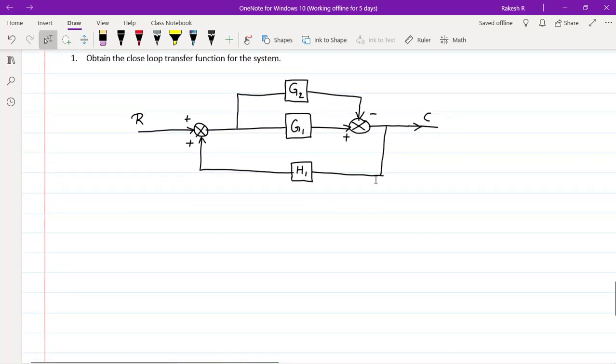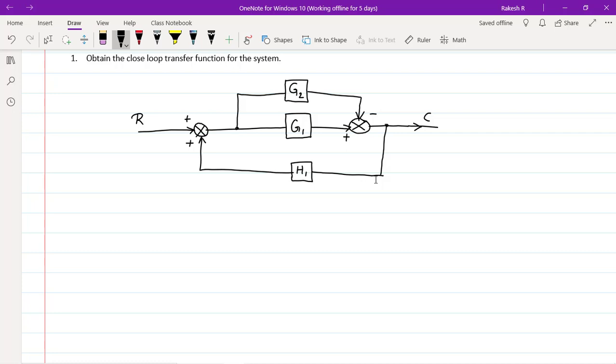This is the question here. Obtain the closed loop transfer function for the system given here. R is given as the input, C as the output, and we have two blocks, G1 and G2, which are the plants or the blocks here, and we have one takeoff point. It is given back to the summing point. The summing point has both signs positive, and we have two blocks and one feedback here.